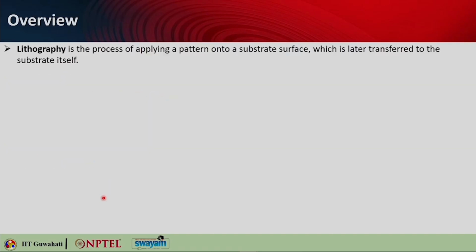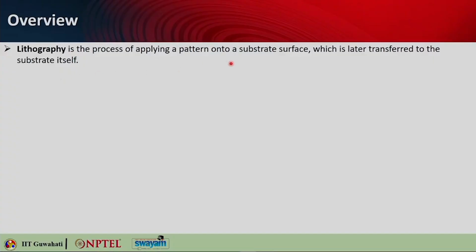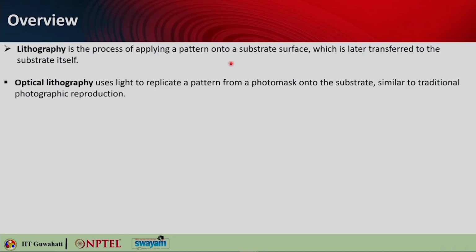Now in the previous lecture you have seen that we have covered different methods of depositing thin films. Now we will look into the methods or techniques related to lithography, where we are able to make some patterns on those films, okay, or in the substrate itself. So lithography is the process of applying a pattern onto a substrate surface, which is later transferred to the substrate itself.